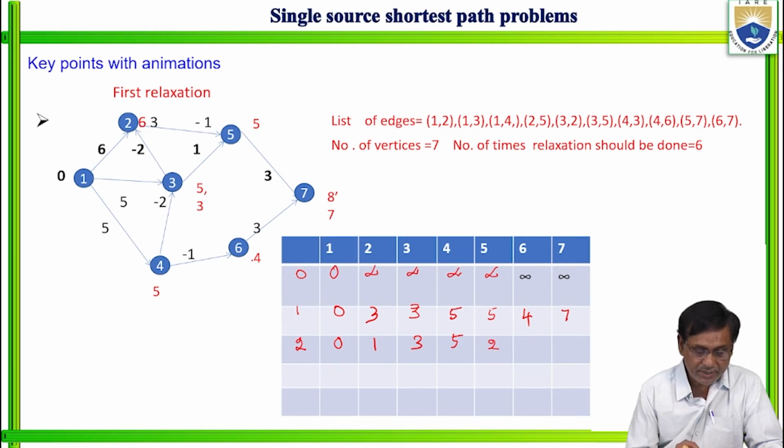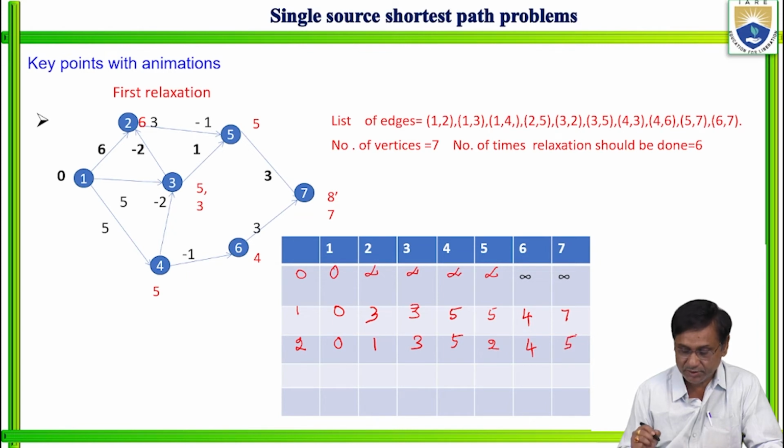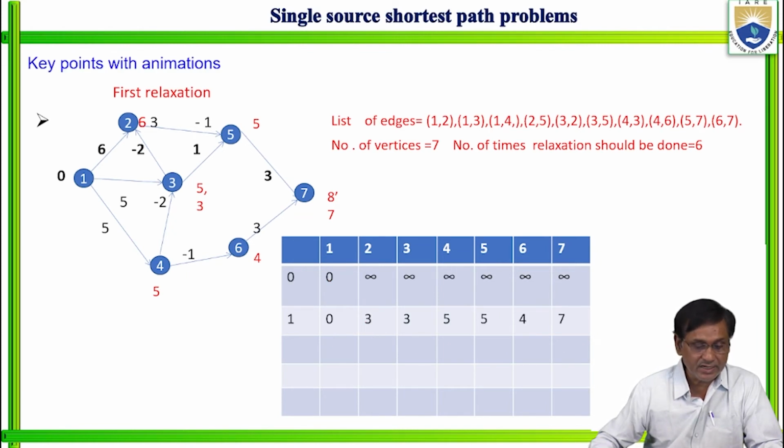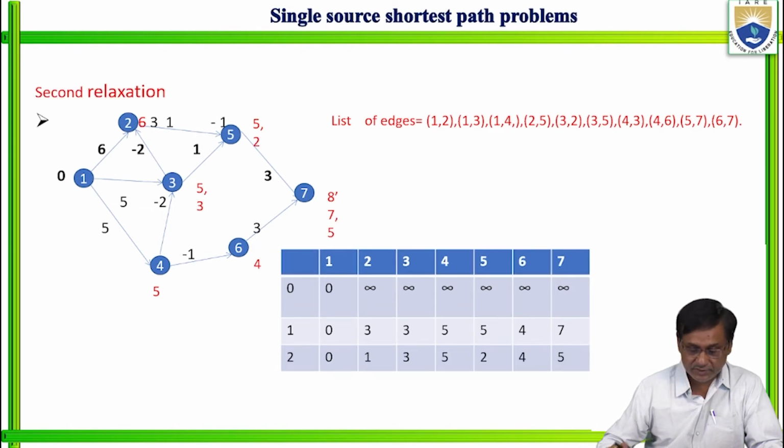Then coming to the 6. 6 means 5 minus 1, 4 only. And coming to the 7. 7 is 5 plus 3. Now 5 changes to 2. 2 plus 3 is 5. So the minimum value is 5. So now you can see the values corresponding to the second relaxation. For second relaxation, the values are 2, 0, 1, 3, 5, 2, 4, 5.